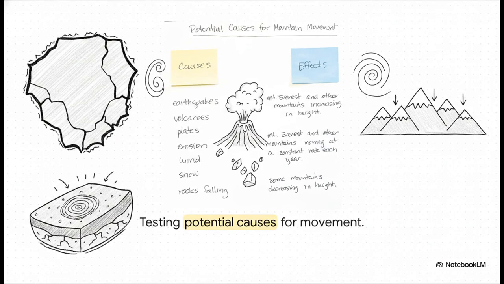To untangle all this, we built a logic map of potential causes and effects together in class. We had to systematically test our observations. We needed to see if earthquakes, wind, or maybe tectonic plates were the real cause. Or if, just maybe, earthquakes were simply another effect of a much larger hidden force going on behind the scenes.